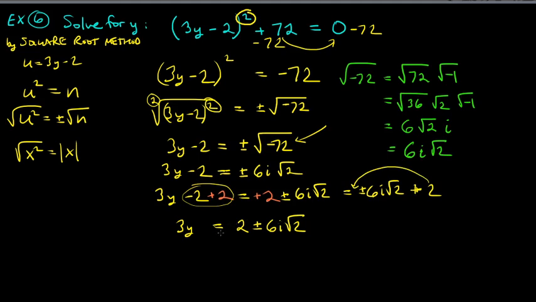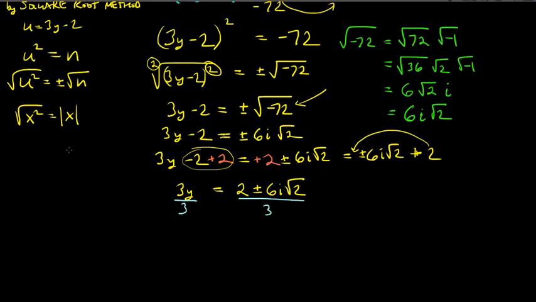So then the only thing left to do is divide both sides by 3, because this is 3 times y. The opposite of multiplying by 3 is dividing by 3. And now, on the left, the 3's cancel. 3 divided by 3 is 1. So we get y. And this is what we get on the right: 2 plus or minus 6i square root of 2, all over 3. And in fact, we could just leave it like this.